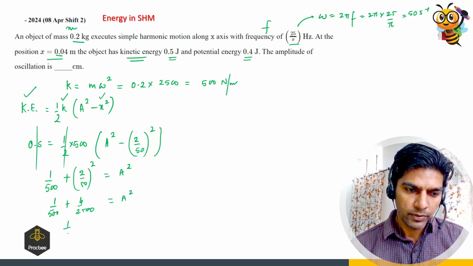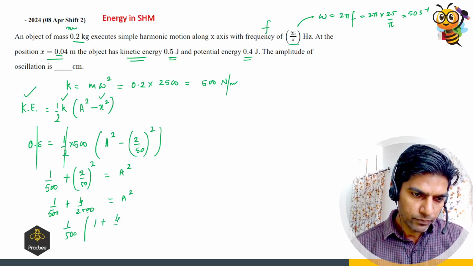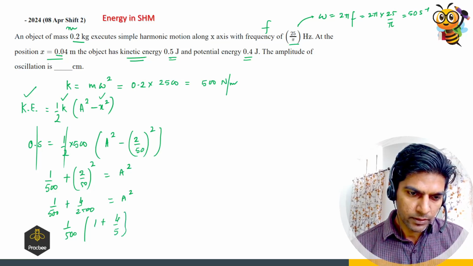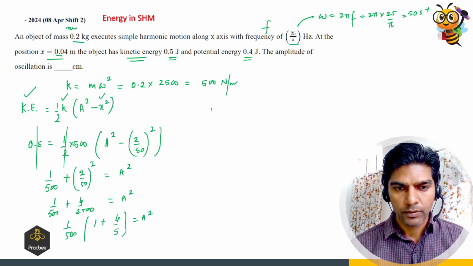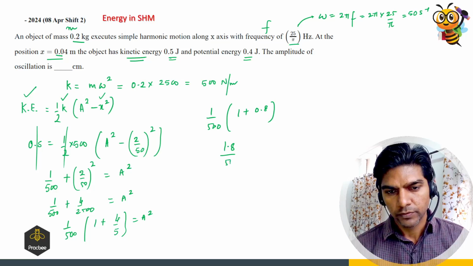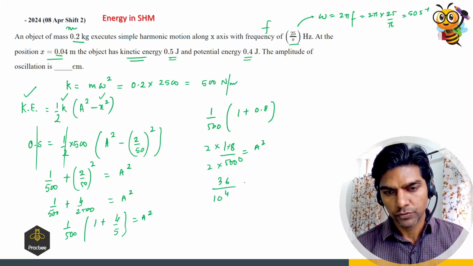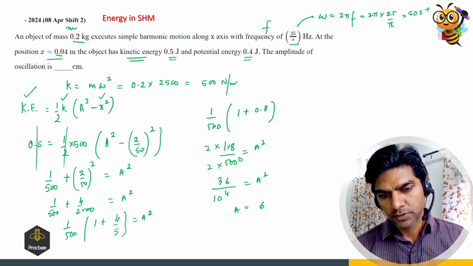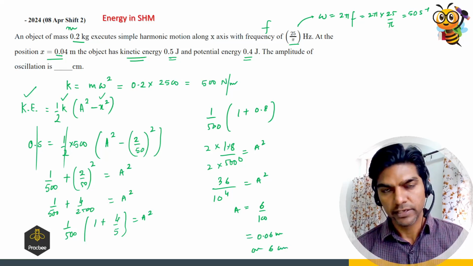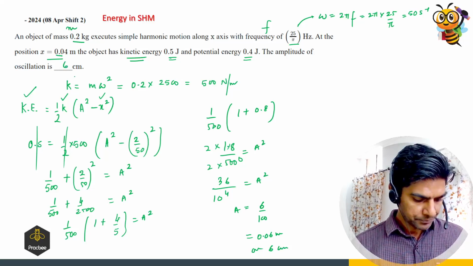Now let me take 1 by 500 common. So that will be 1 plus 4 by 500 times 5, so 5. So this will be 1 upon 500 times (1 plus 0.8). So that will be 1.8 divided by 500 is equal to a square. Now let us multiply and divide by 2. So that will be 36 upon 10 raised to power 4. Now from this a comes out to be 6 upon 100, which is 0.06 meters or 6 centimeters. So 6 is the answer.